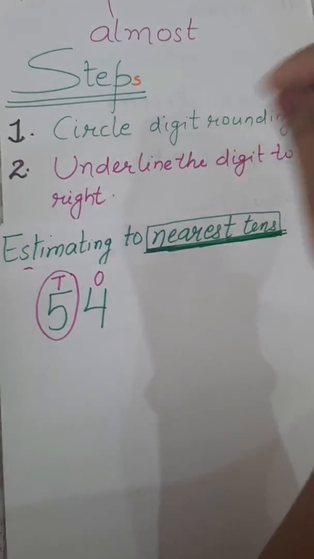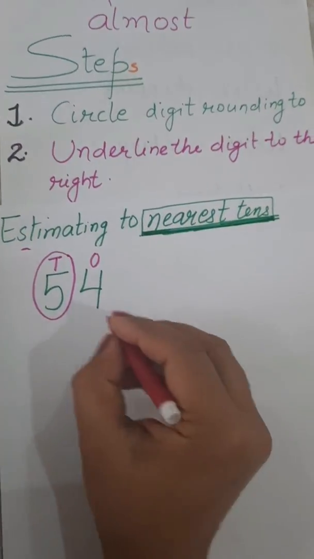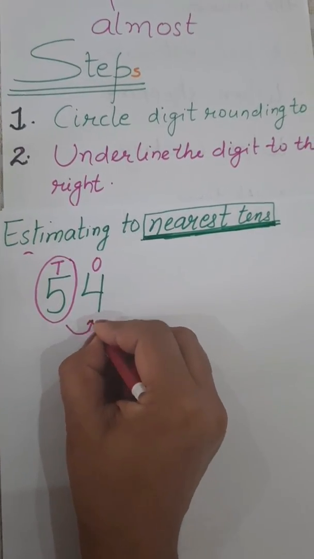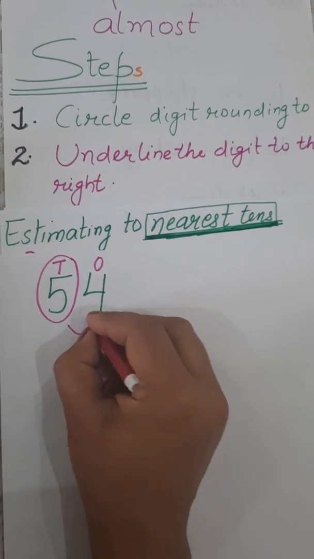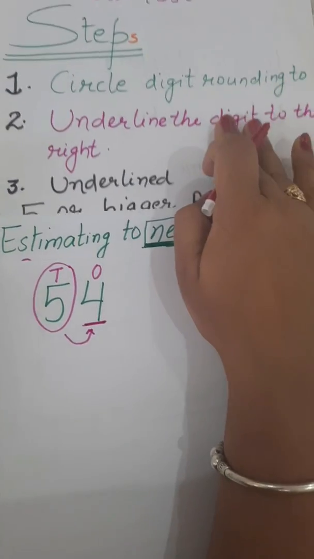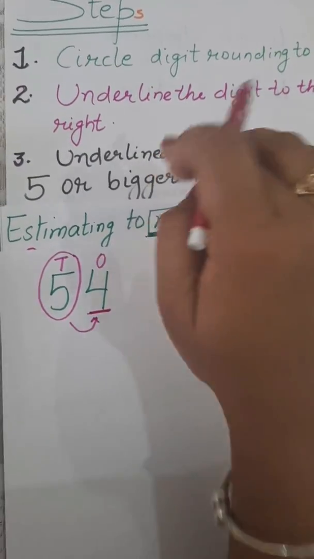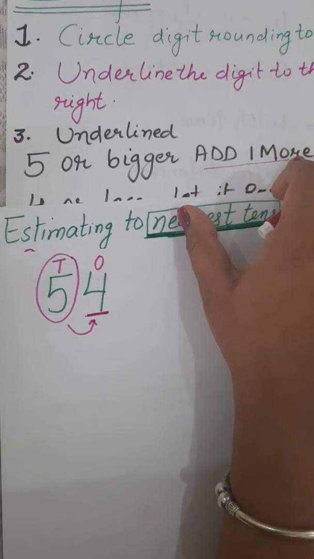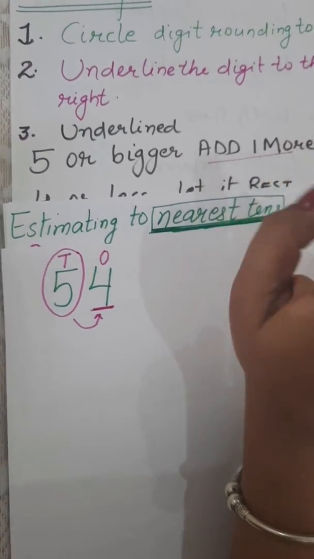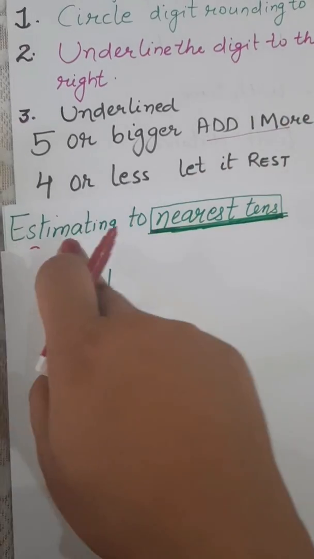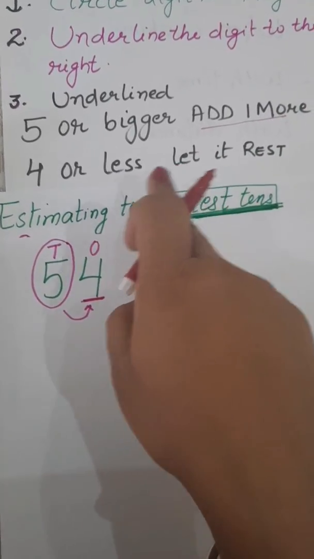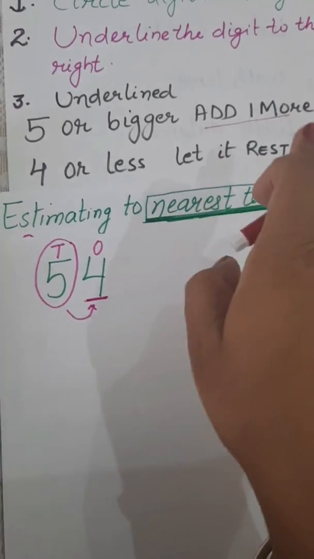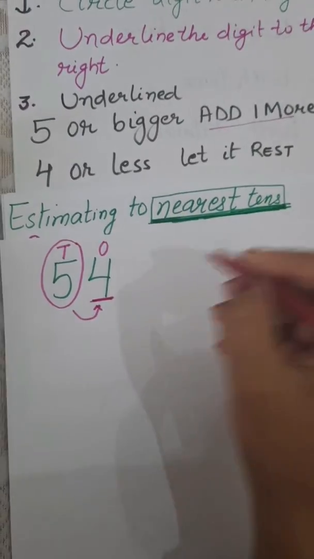Now second step: underline the digit to the right. This digit is at the right, so underline it. If the underlined digit is 5 or bigger than 5, then you have to add one more. But if it is 4 or less than 4, let it rest. It will remain the same.